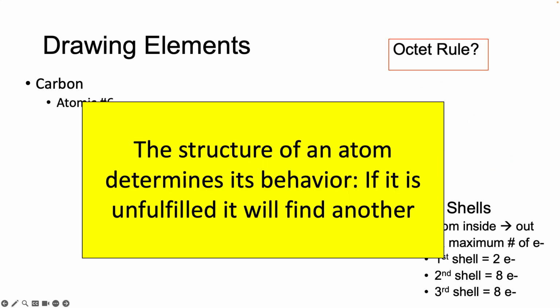Well, just like people, if an atom isn't happy on its own, it will search out another atom, or maybe even several atoms, to make it fulfilled. Come back to watch the next video in this series, Atom Behavior, Covalent Bonds, to find out what carbon does.